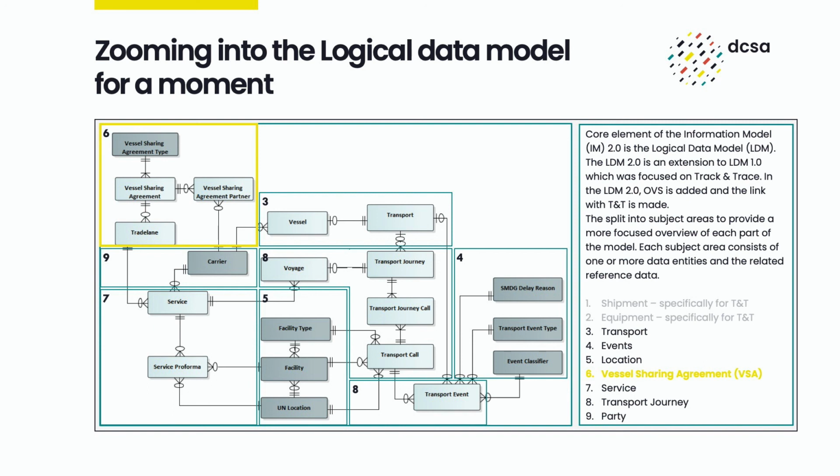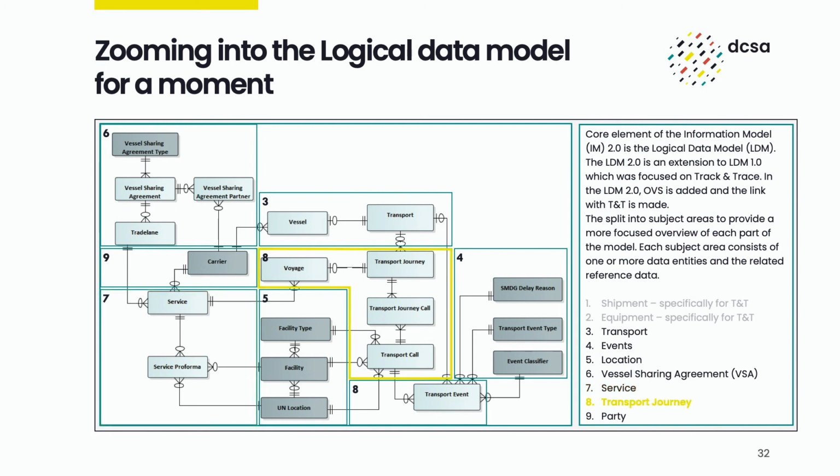Vessel sharing agreement is used as an umbrella term to cover the different agreement types which carriers can agree on. The subject area and its entities will allow for the identification of the partners in a vessel sharing agreement and which trade lane the agreement relates to. Subject area number 7 is for service, the round-trip sequence of ports being served by a vessel on a specific pro forma schedule. Services are the central constituents of each carrier's network, and they are typically operated on a weekly schedule.